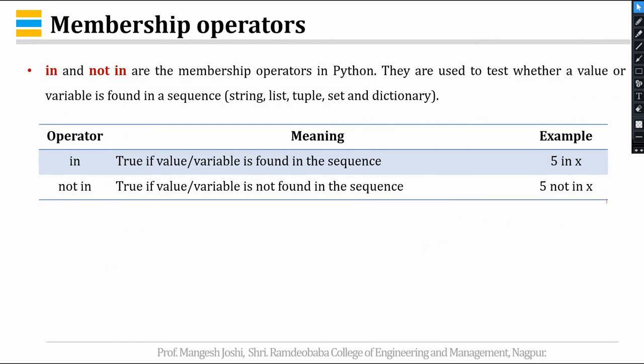Next is membership operators. There are only two membership operators, "in" and "not in". They are used to test whether a value or variable is found in a sequence. It will display true if the variable or value is found in a sequence, and "not in" will display true if it is not found. Let us see this with the help of an example.